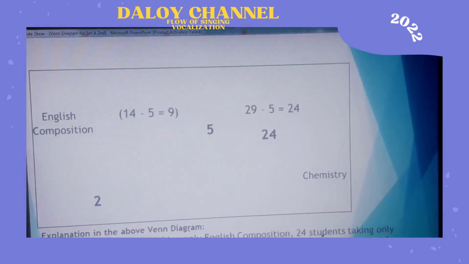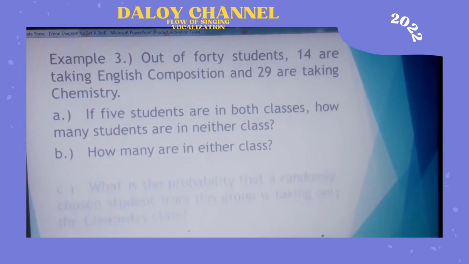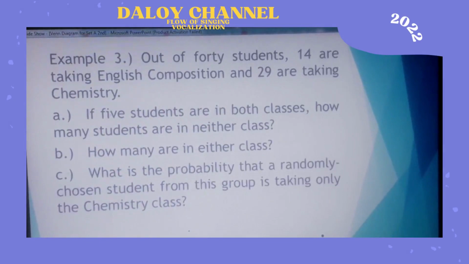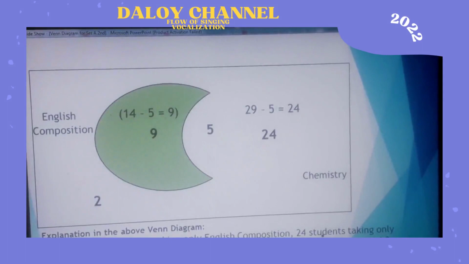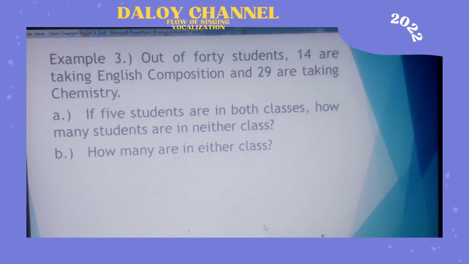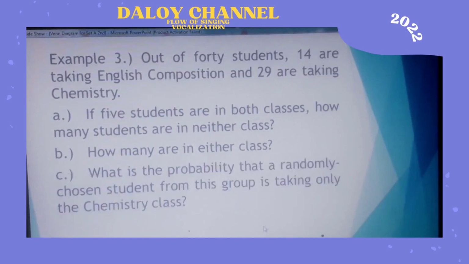So going back to the problem: out of 40 students, 14 are taking English composition, 29 are in chemistry. If 5 students are in both classes, how many students are in neither? In order to address that problem, we should illustrate it first in the Venn diagram. So we have 5 as common, and notice that there are 14 taking English composition, while 29 are in chemistry, out of 40 students.